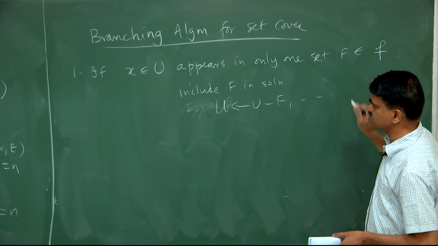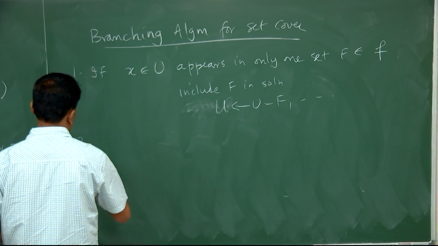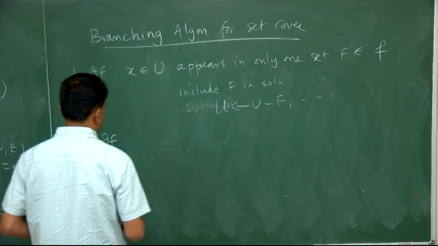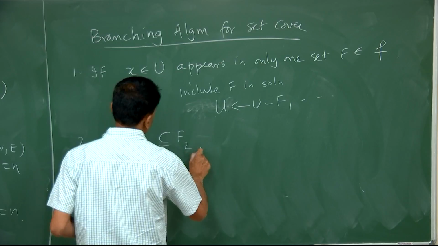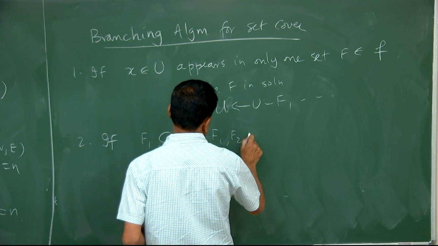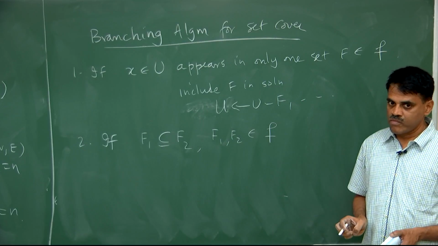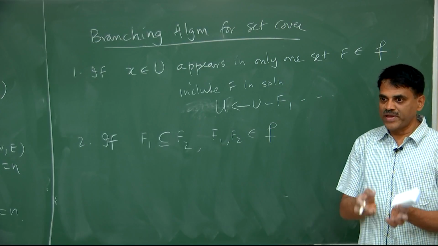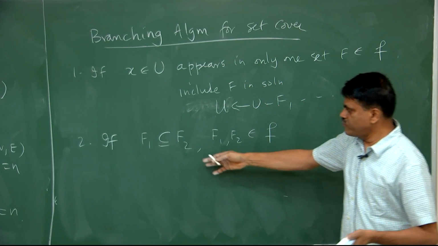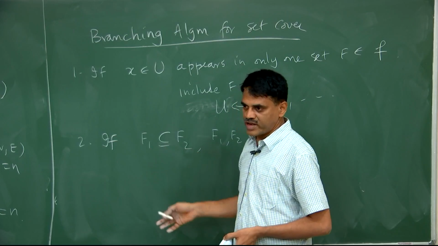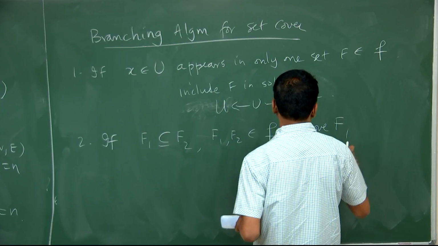I can do more things. If F1 is contained in F2, what can I do? Remove F1, because I am going to pick a small number of sets that together cover my universe. F2 will cover F1's elements also, so remove it. Good.